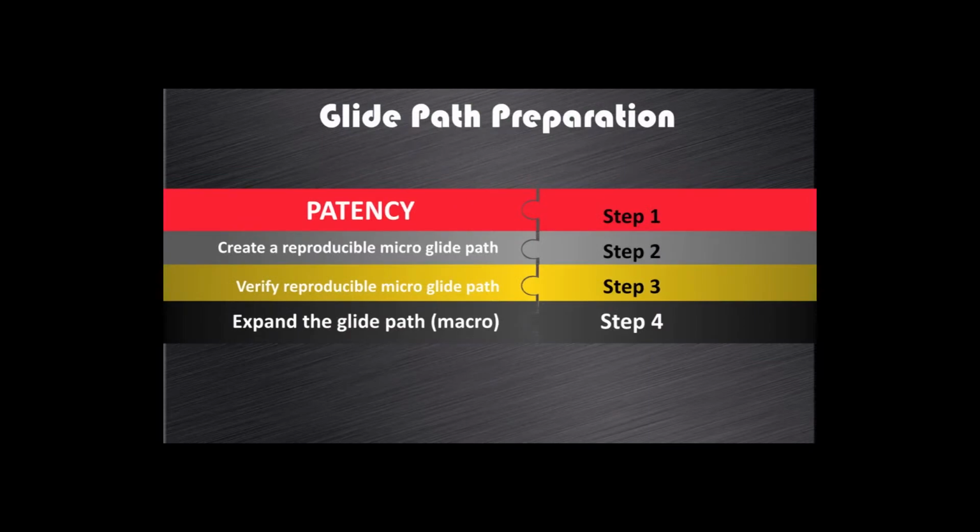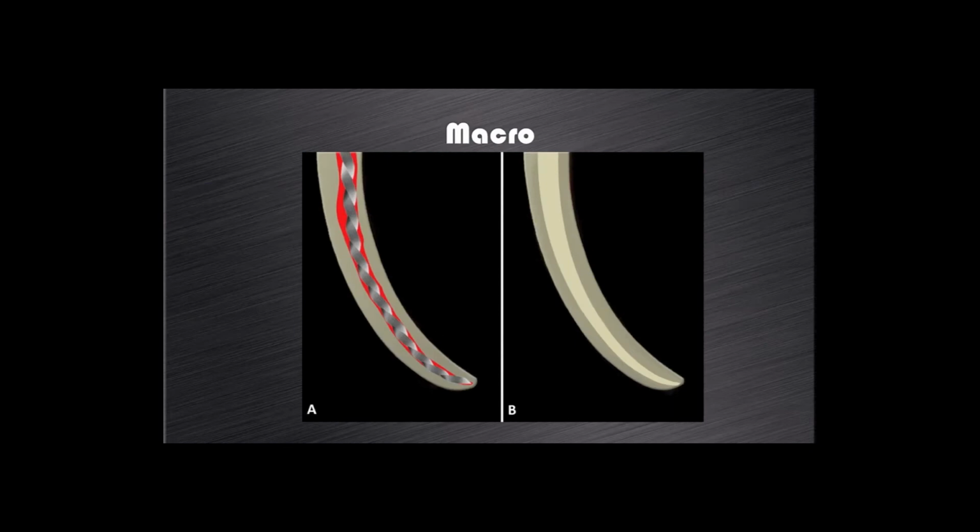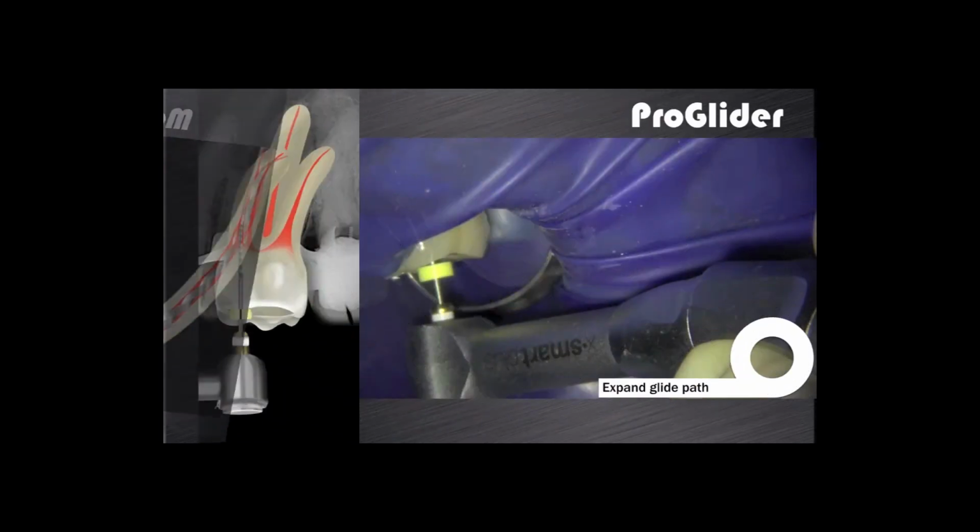Now we are getting to the last stage of glide path preparation, and that is to expand the micro glide path using rotary glide path instruments, for example PathFiles or a single ProGlider instrument. This will create an even smoother and more regular glide path, making the root canal ready to accept any root canal preparation instrument with safety and respect for the root canal anatomy. So let's go back to Andrew's case.